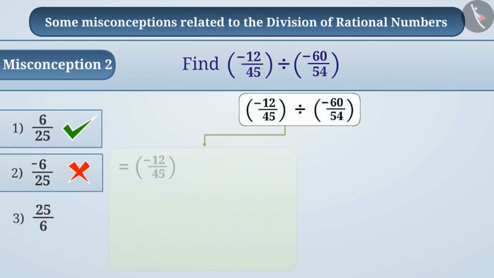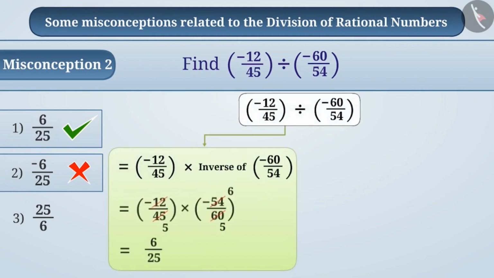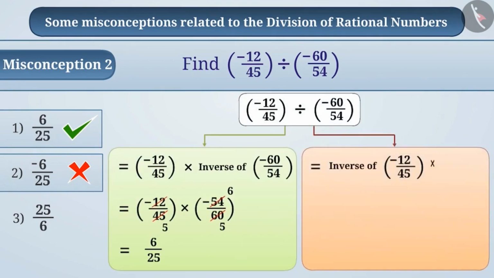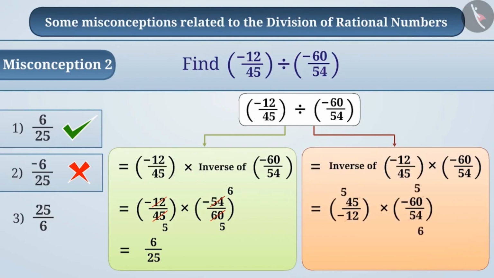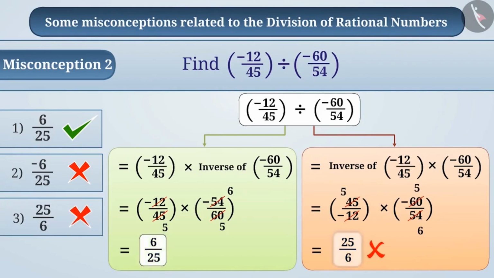Some children think that while performing division, keeping the first number exactly the same and multiplying it by the inverse of the second number, and taking the inverse of the first number and keeping the second number as it is, are both the same. So they solve the division by taking the inverse of the first number in such a way that they get 25 by 6, which is wrong. As you can see, from the first method we get 6 by 25 as the result, while the second method gives us 25 by 6. Since both methods do not yield the same result, the two methods are not the same. So keep in mind that while dividing, keep the first number as it is and multiply it by the inverse of the second number.